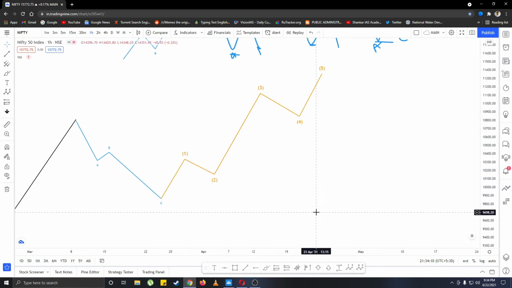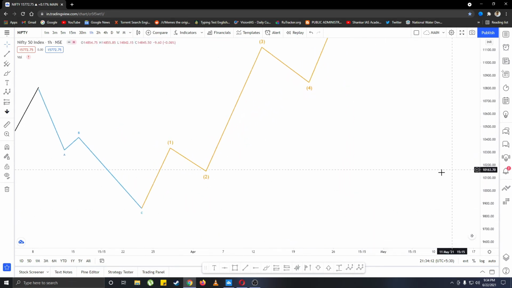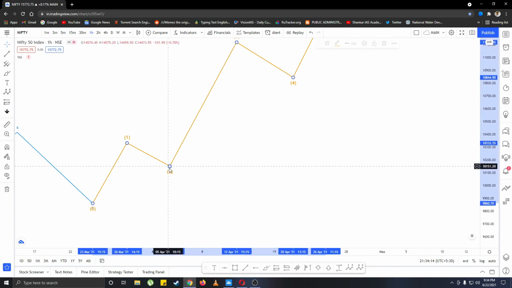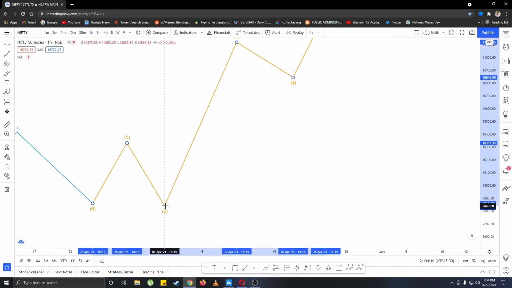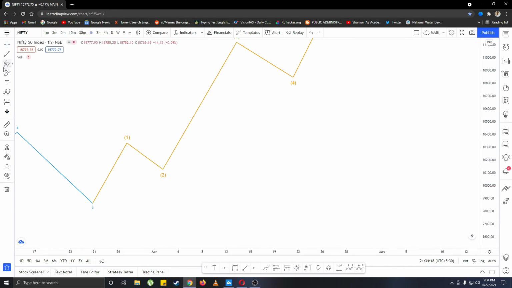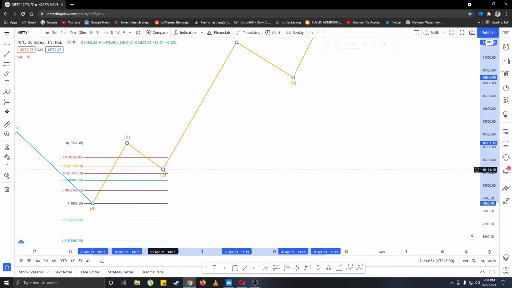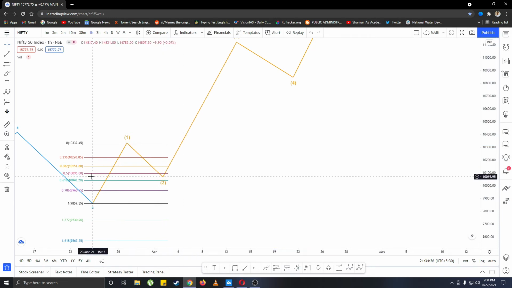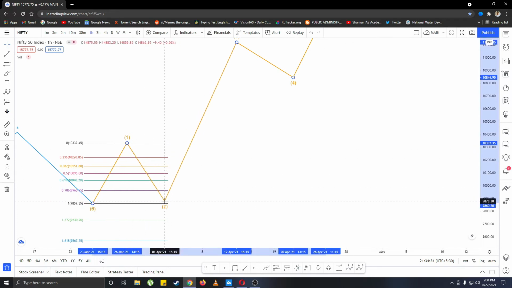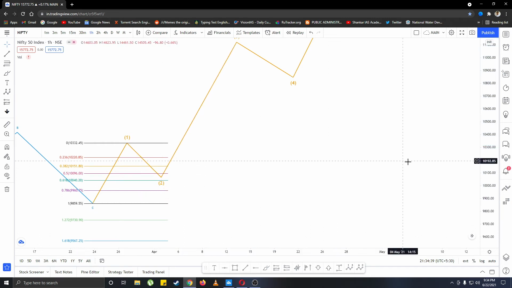Now wave 2, let's talk about wave 2. Now we know that wave 2 cannot go beyond the starting of wave 1, and the Fibonacci levels, usually we find that wave 2 ends between the 50 level and the 61.8% retracement levels. This is not a rule. Wave 2 can come till these levels, but mostly we find that wave 2 ends here.